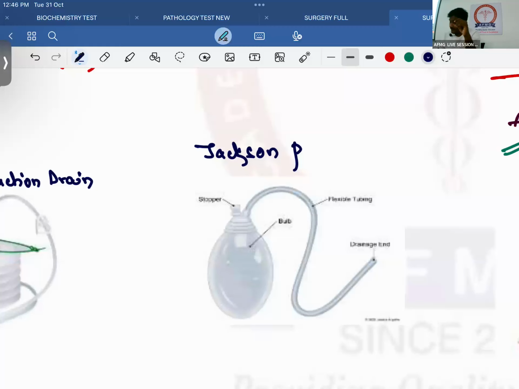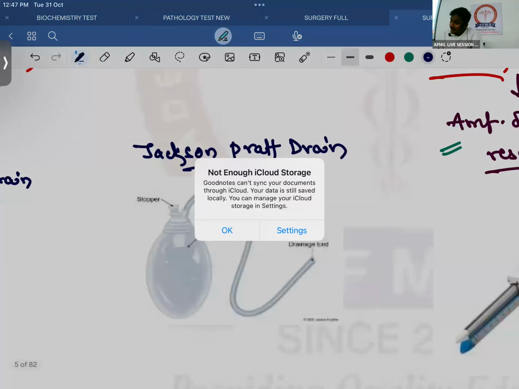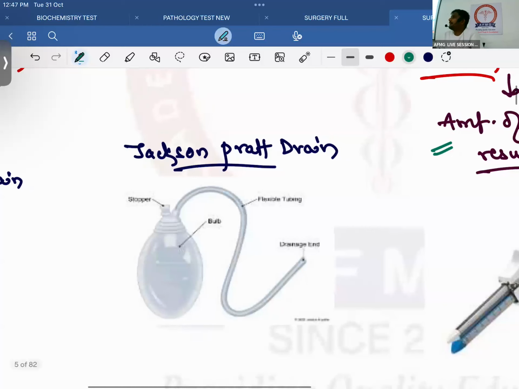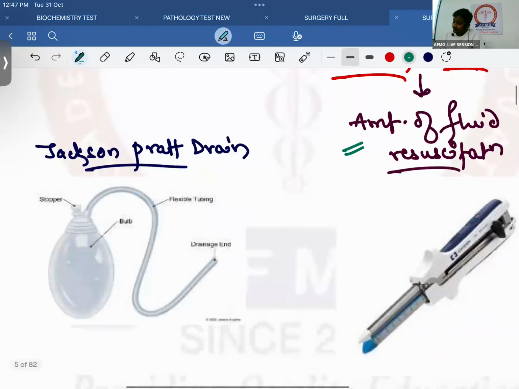This is nothing but Jackson Pratt drain. Chalo. Jackson Pratt drain is used after which surgical procedure? Sentinel lymph node biopsy. Next one, what is this, beta?